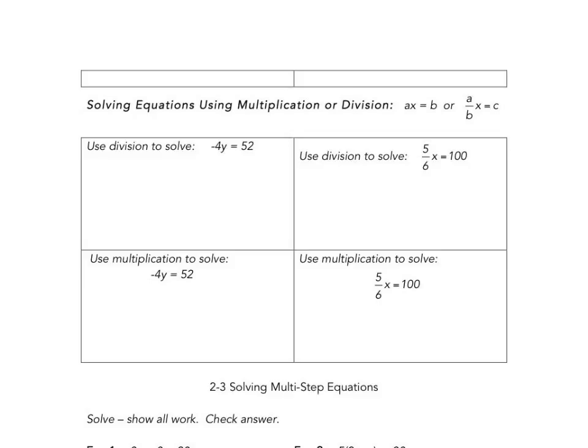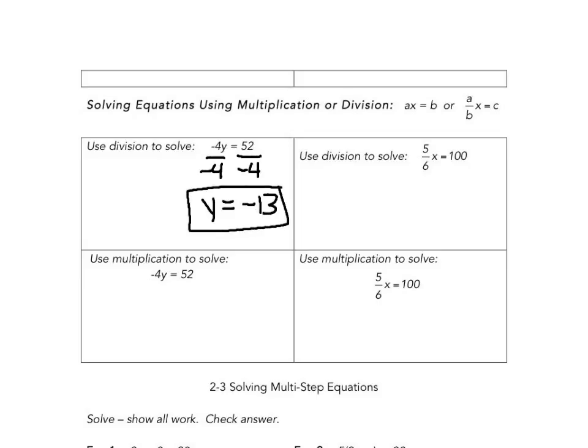Now for multiplication. If I am multiplying a number to both sides, you can either use division or you can use multiplication, which would end up being the same thing. Here, I can undo multiplication by dividing. So negative 4y equals 52, I can divide both sides by negative 4. Negative 4 divided by negative 4 is 1, so you're left with 1y. And 52 divided by negative 4 is negative 13.